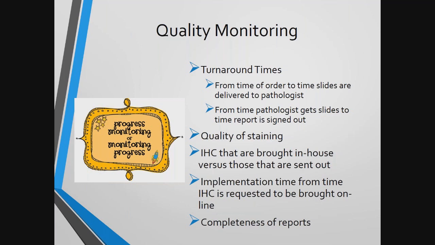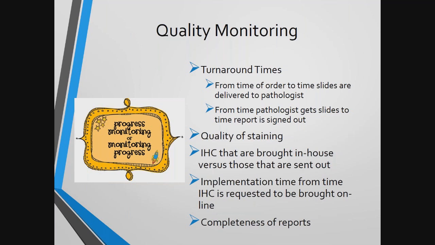Turnaround time is often a good metric to keep track of and monitor, so as to ensure that you are getting your IHC to your pathologist in a timely manner so that they can sign out their pathology report and get the information that the providers need in order to start a patient's treatment plan. Turnaround time could include parameters such as order to delivery of slides, or time of delivery of IHC slides to the pathologist to sign out the report.